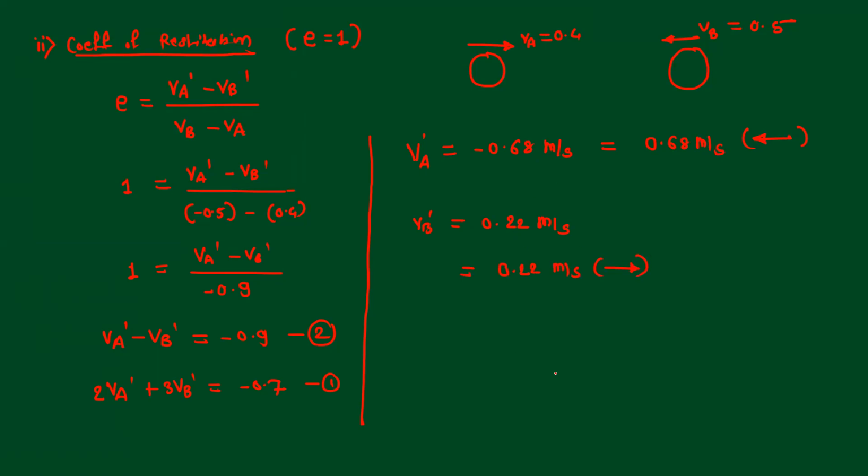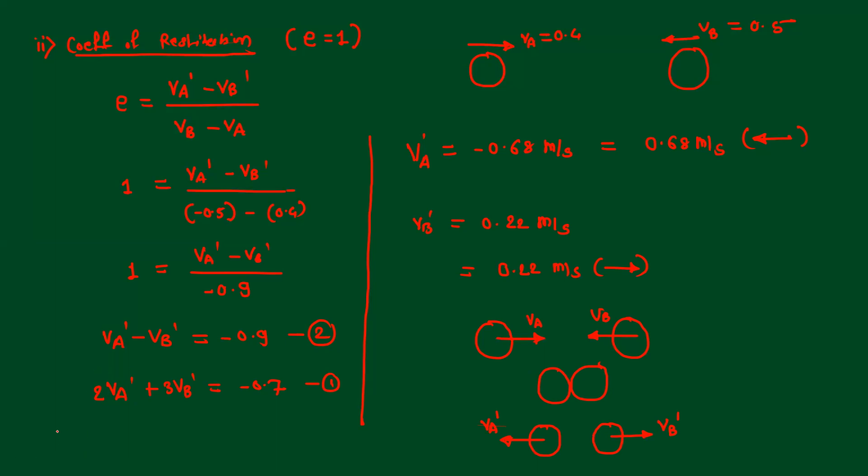It means that after collision, so this is Va and Vb before collision. This is the impact, and after the collision, object A will start moving on the left. So this is Va dash, and object B will start moving on the right. So this is Vb dash. Okay.